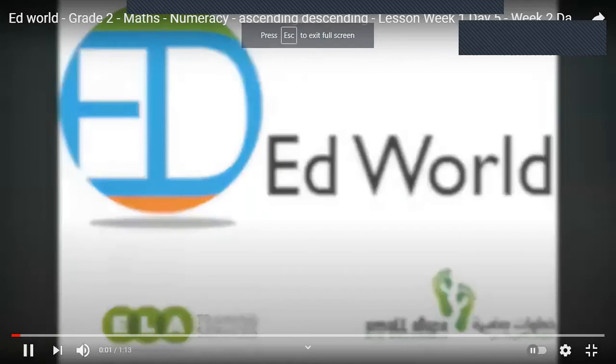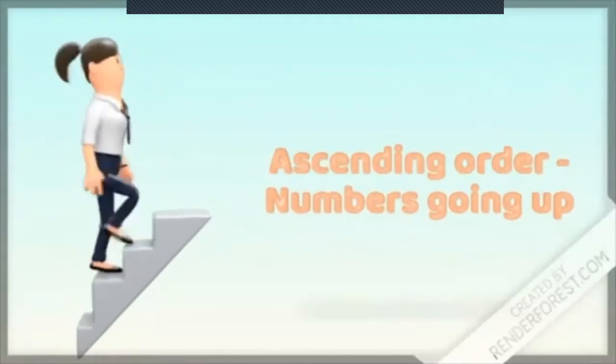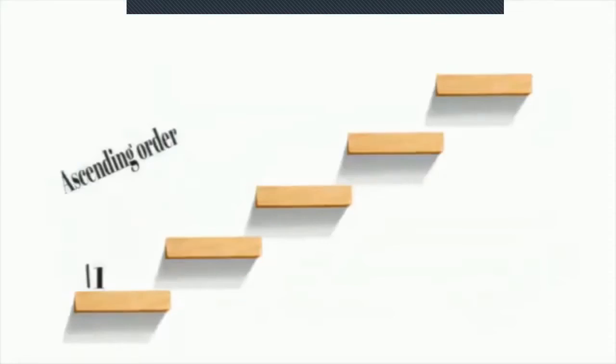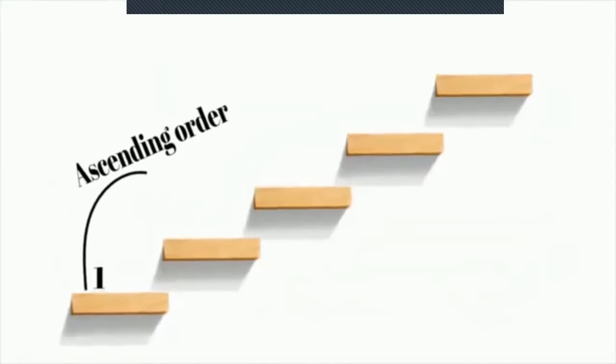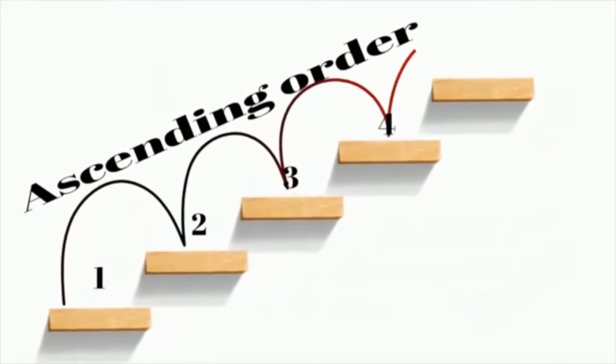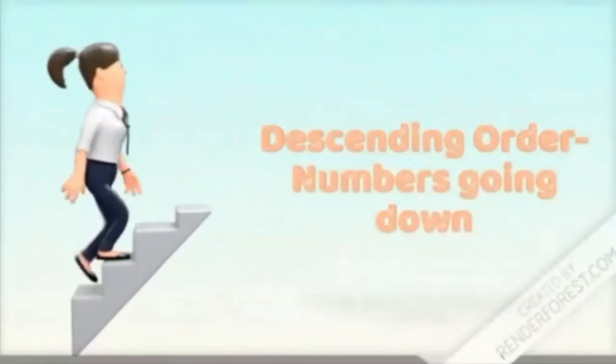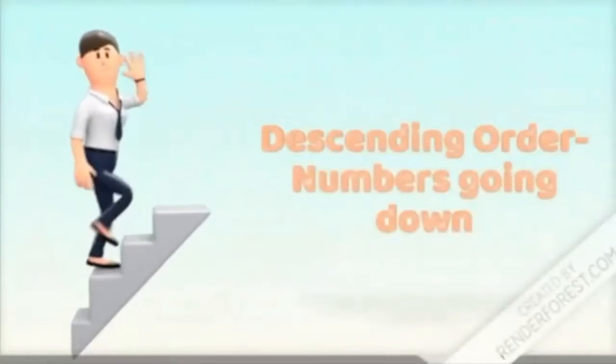Ascending and descending order. I'm climbing the stairs. The numbers are going up. That is ascending order. Now let's see. 1 goes up to 2, to 3, to 4, and to 5. The numbers are increasing.